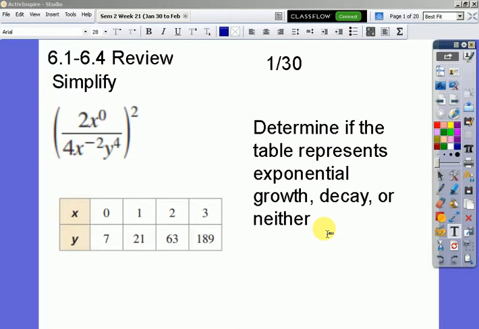Okay, so we're going to start out the new semester with a 6.1 to 6.4 review. It's been a while since we've seen these types of questions, so I really want to take some time to answer any questions that you may have and also to review the concepts that were previously learned so that you're ready for our quiz on Friday. And that quiz will be cumulative for chapter 6, and then we'll move on to chapter 7.